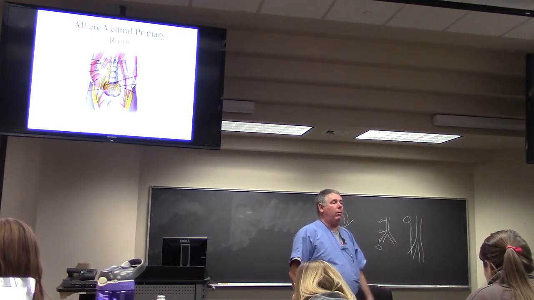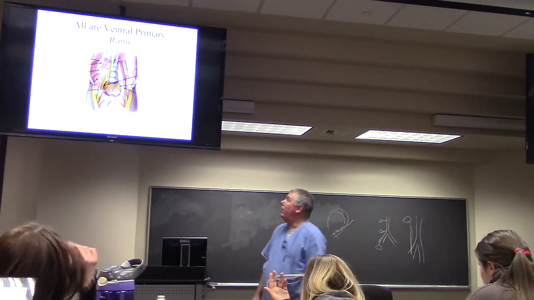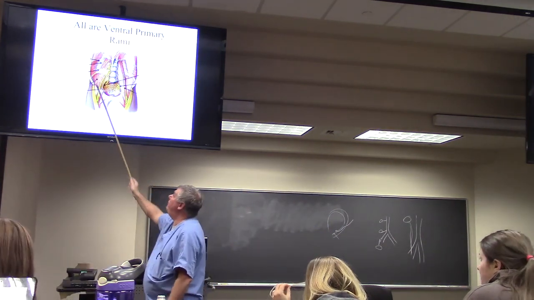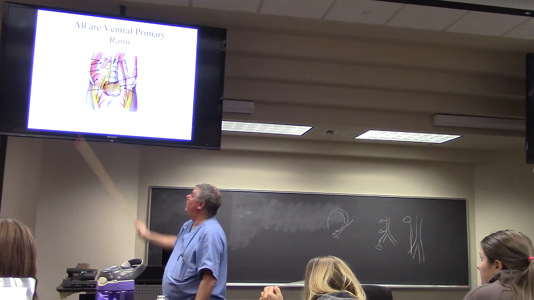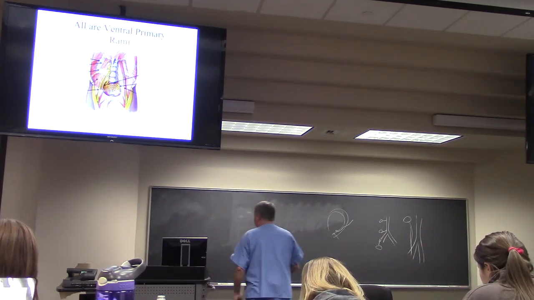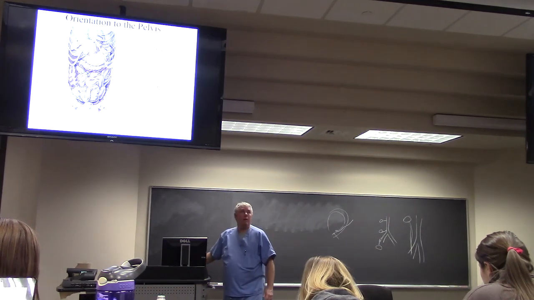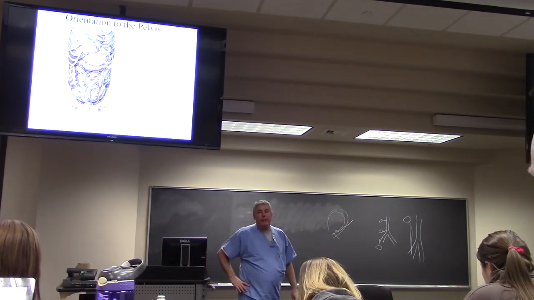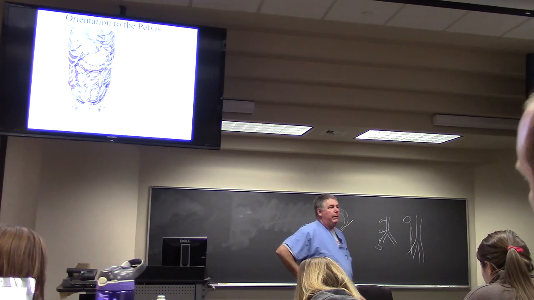Really, the three that I want you to focus on, though, are the subcostal, the femoral, the obturator. Those are the three big ones. Okay, any questions about the posterior abdominal wall?